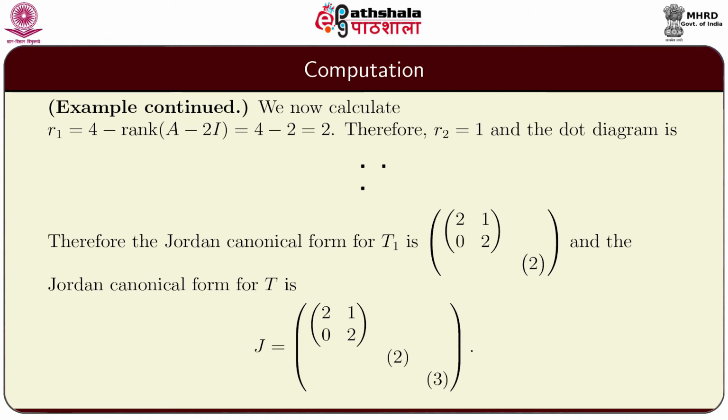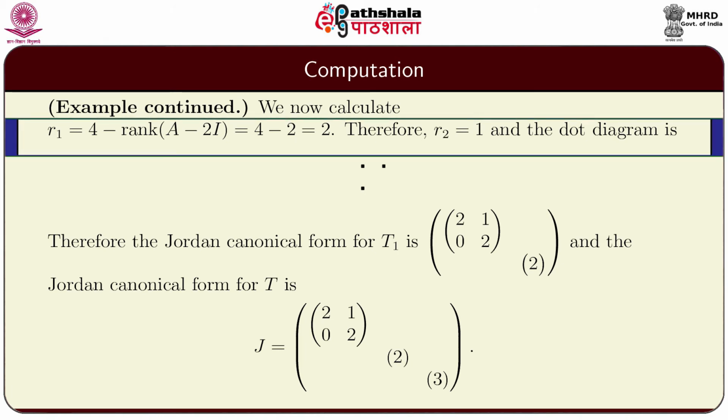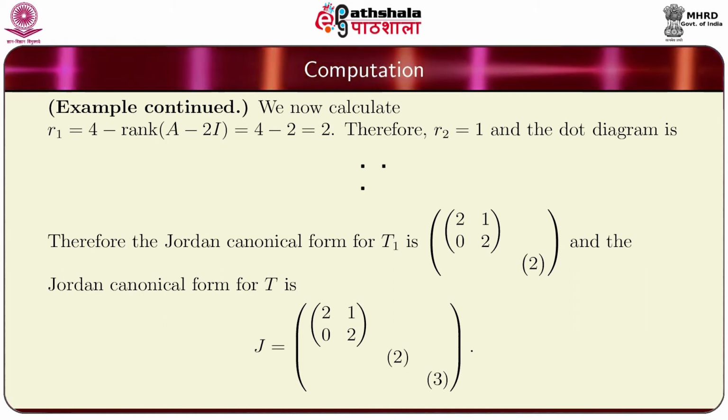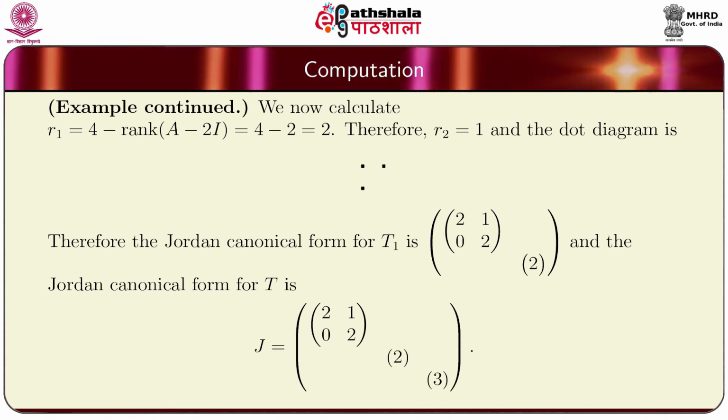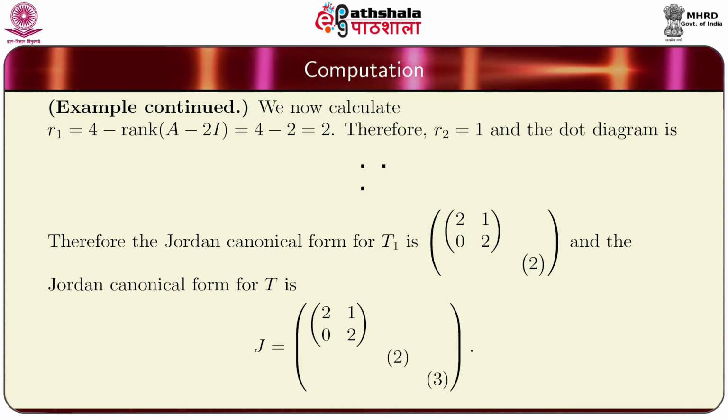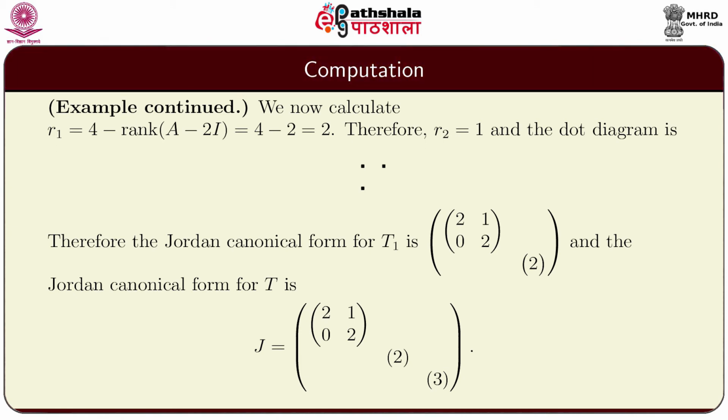Let us now calculate this number R1, which is 4 minus rank of (A minus 2I), that is 4 minus rank of that matrix: 0, minus 1, 0, 1; 0, 1, minus 1, 0; 0, 1, minus 1, 0; and 0, minus 1, 0, 1. Then an easy computation shows that this number is 4 minus 2, and that is 2. Therefore, the dot diagram would be the one with 2 columns, where the first column has 2 rows and the second column has only 1 row. That is because R1 is 2 and R2 is 1.